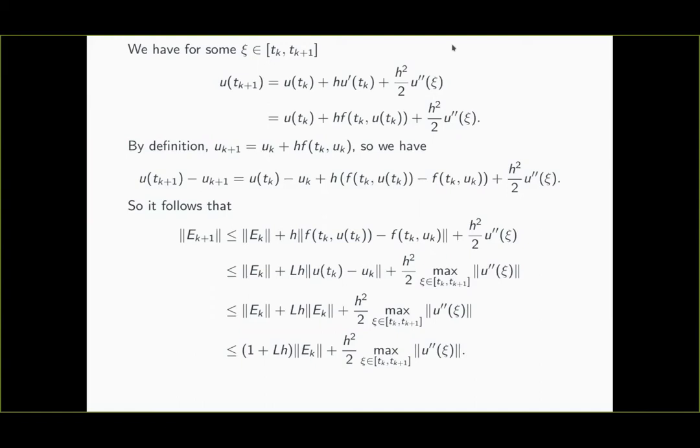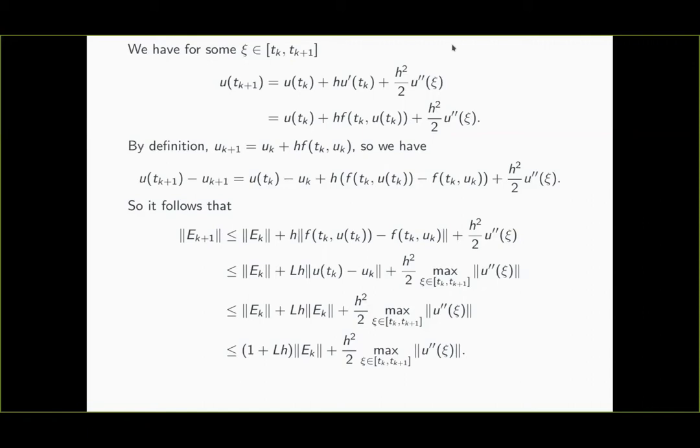Okay, having derived this identity, I use what I know about u prime, namely that it is equal to the right-hand side of the differential equation. So the next step, I replace u prime of tk by f of tk, u of tk. I'm going to leave it like that and shift my attention now to the Euler method.